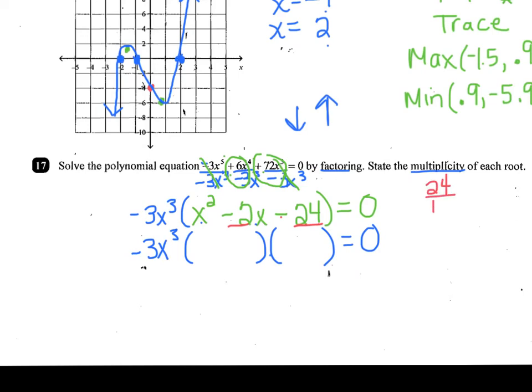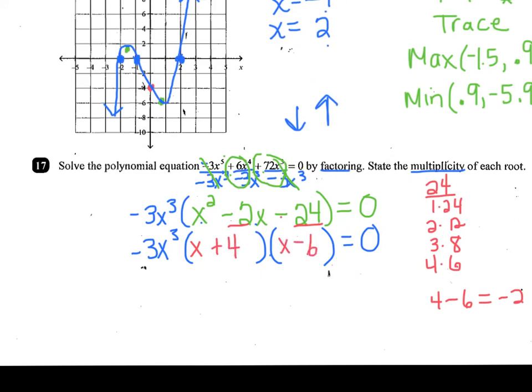So the factors of 24, we need to minus them. So it's not that, it's not that. 3 minus 8, that would give us 5. But 4 and 6, if we subtract those, we can get negative 2. 4 minus 6 is negative 2. So the 4 needs to be positive, and the 6 needs to be negative.